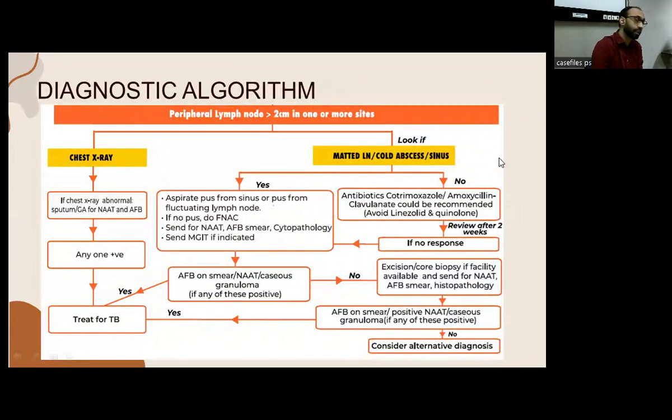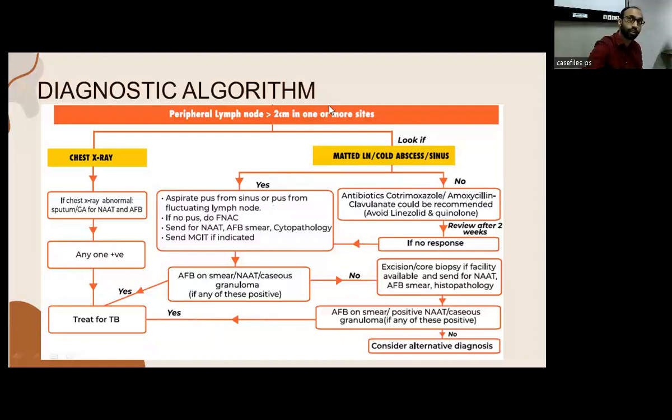Coming to the algorithm that is proposed by the pediatric TB guidelines of the NTP. So if there is a child with a peripheral lymph node which is more than 2 centimeter and one or more sites, first we have to look if it is matted or if there's any cold abscess or if it is a sinus. If these are not present, then antibiotics should be given, at least recommended for 2 weeks, and then we review for response.